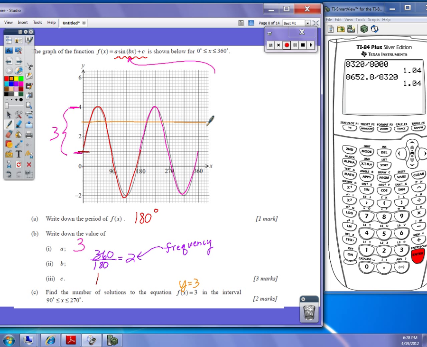Y equals 3. How many solutions are there between 90 degrees and 270 degrees? So I see that there are 2 solutions. The solutions are where those 2 lines intersect. 2 solutions.